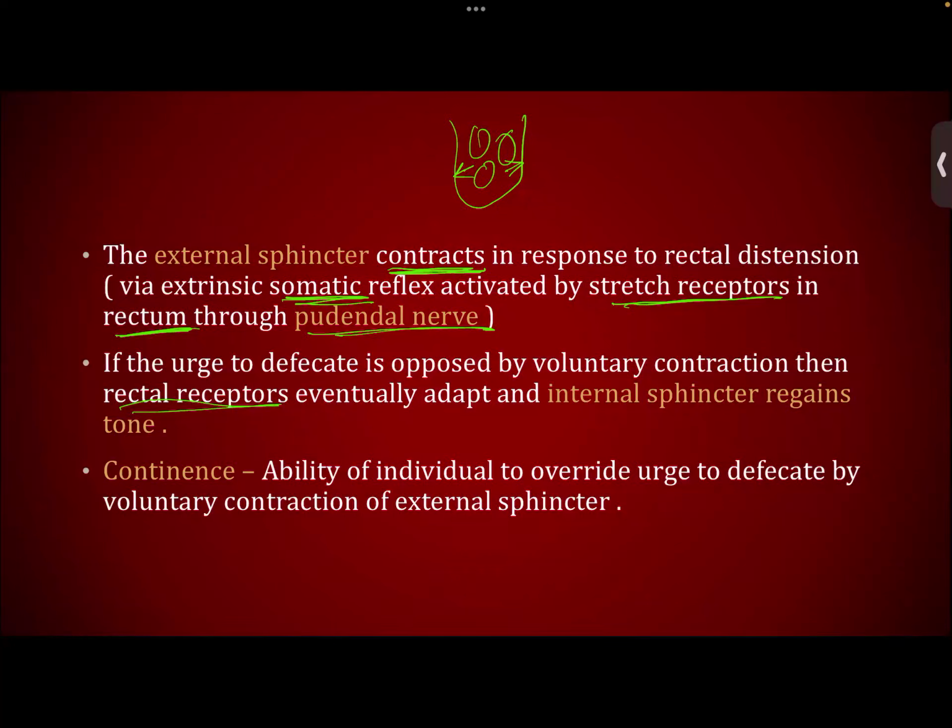So here's a definition. I already mentioned it earlier, but I'm mentioning it once again. It's the ability of the individual to override the urge to defecate by voluntary contraction of the external sphincter. So even if you want to defecate, if you have feces in your rectum, but you're not in an ideal condition, then the external sphincter is going to contract and not allow the feces to be excreted. And that is what continence is.